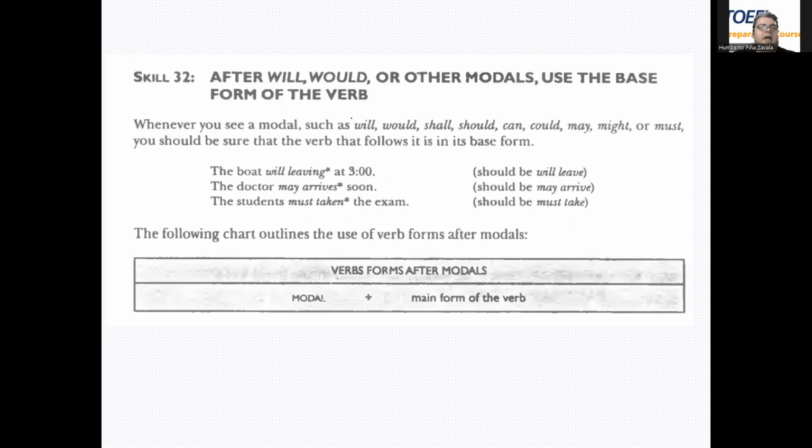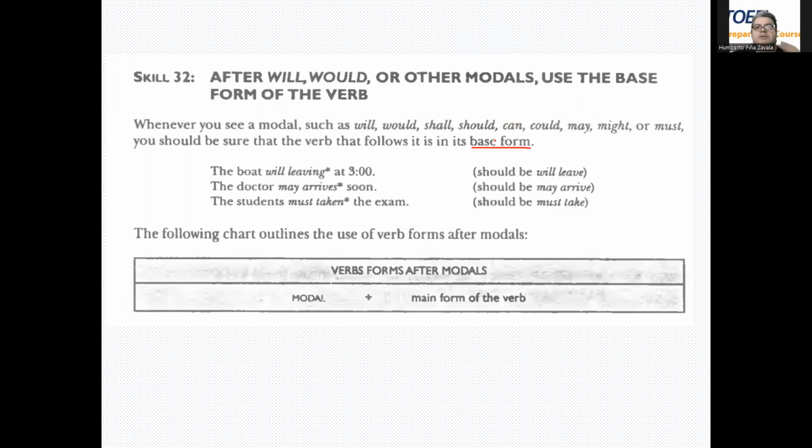And in skill 32, after all these modal auxiliaries, will, would, could, should, may, might, we're going to use the base form of the verb. It's never going to be conjugated. It's always going to be the base form of the verb. So whenever you see a modal such as will, would, shall, should, can, could, may, might, or must, you should be sure that the verb that follows is in its base form. It's not in the present, it's not in the past, it's not in the past participle, it's not in the present participle with ing. It's always the base form.